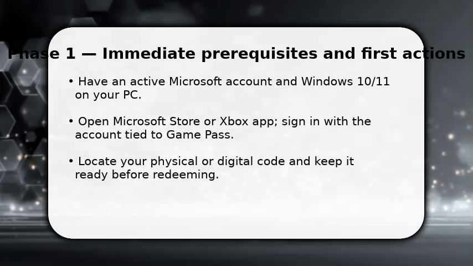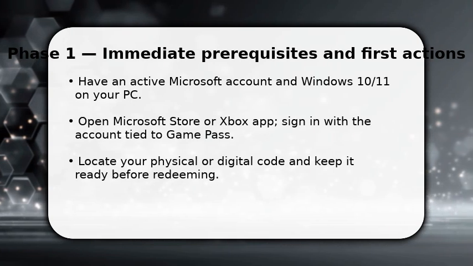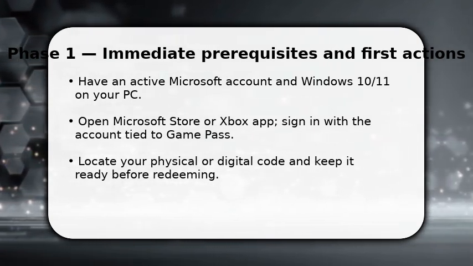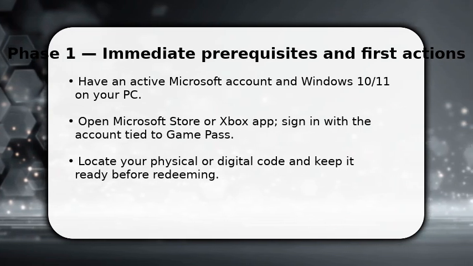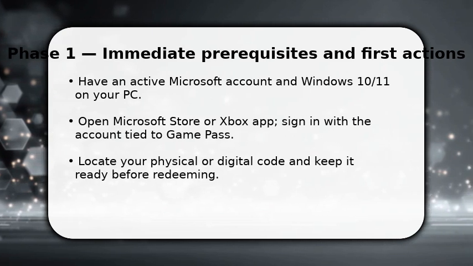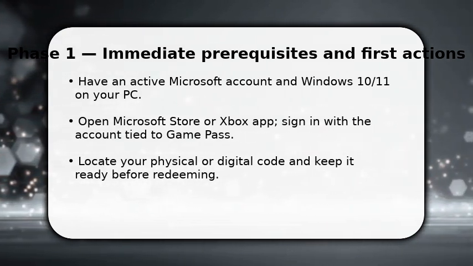You're ready to redeem now. Sign into the Microsoft account that will own the Game Pass. Once signed in, open the Microsoft Store or the Xbox app on Windows. Make sure your PC meets basic requirements and that updates are installed. This avoids install errors later. Keep the 25-character code visible because you'll enter it exactly as shown.